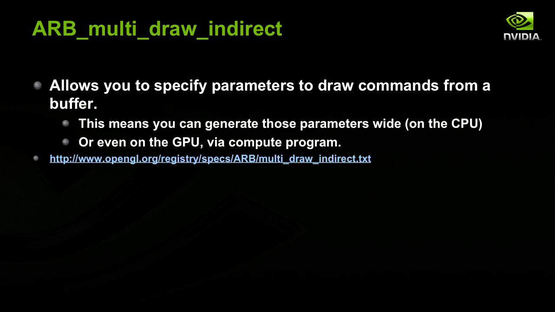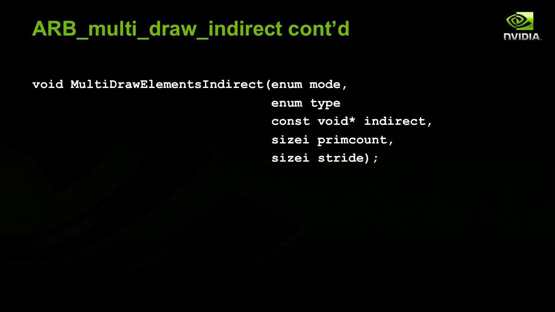It's MultiDraw Indirect. MultiDraw Indirect basically lets you specify parameters to draw commands from a buffer. The buffer can be on the GPU, it can be on the CPU, it can be system memory, it can come from everywhere. That means that basically you can generate those things in parallel, however you want. I originally had a slide that explained MultiDraw Indirect, and then I was like, I'm a coder, we're all coders, it's actually easier for me to show it here.